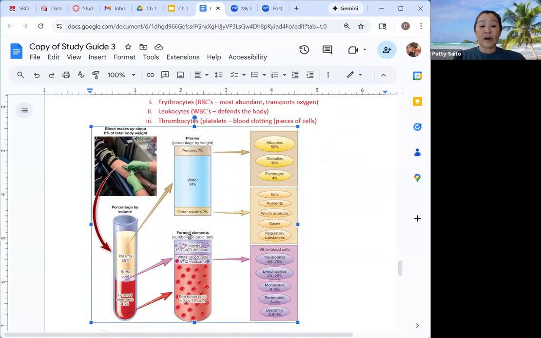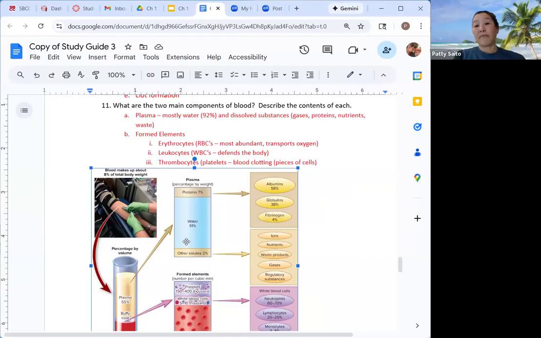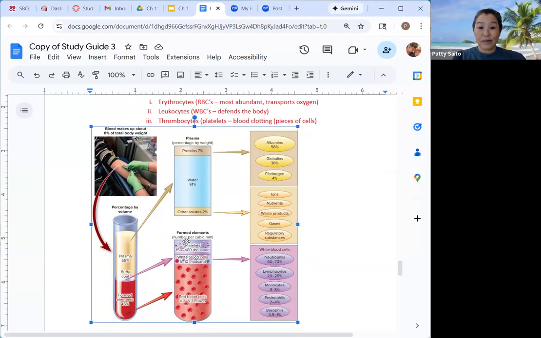So formed elements are what we used to call cells. Back in my day, we would say blood is made up of plasma and cells. Well, then they found out that platelets are not actually cells, they're pieces of cells. So they had to get away from the word cells and use what's called formed elements, which includes red blood cells, white blood cells, and then the little platelets. And we'll look at some other terms that you might see instead of red, white, and platelets.